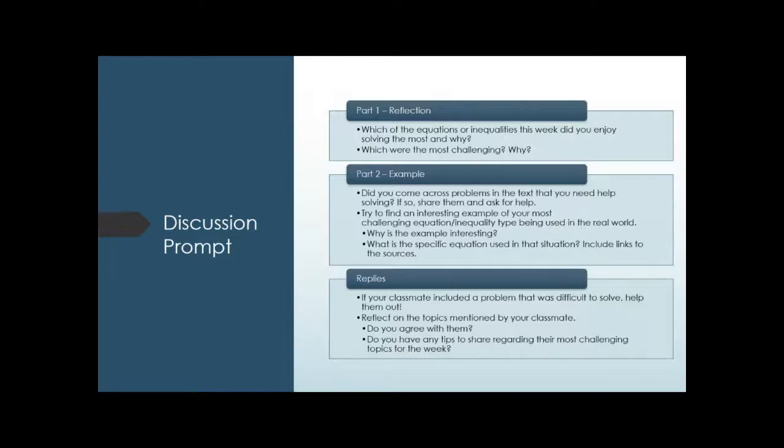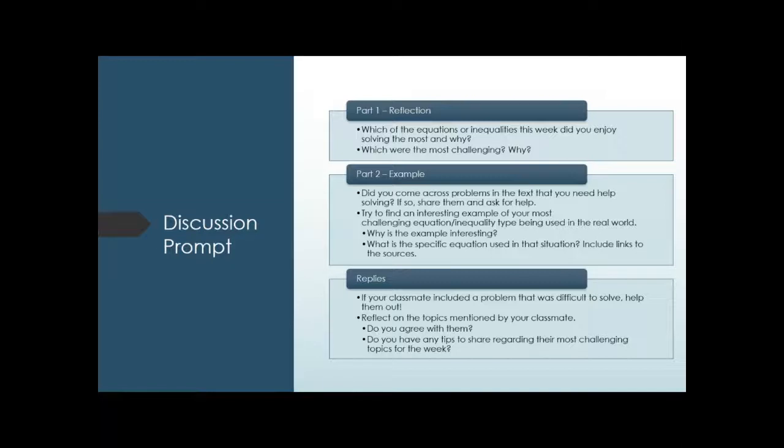So I would suggest waiting till Saturday or Sunday after you've gone through and done some problems to answer it. But it says, which of the equations or inequalities this week did you enjoy solving the most and why? Which were the most challenging and why? We're covering so much this week, and it's interesting to see what some people really struggle with and others love. That's what I always find interesting. Some people love solving quadratic equations and others hate it. So it's interesting to see how everybody has different opinions about the topics that we're covering.